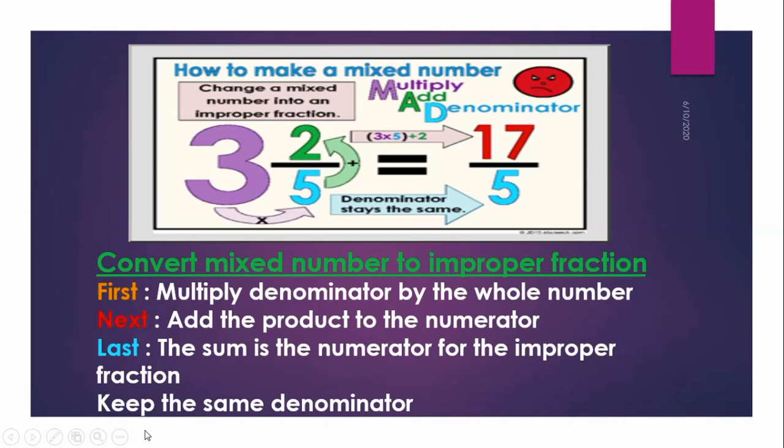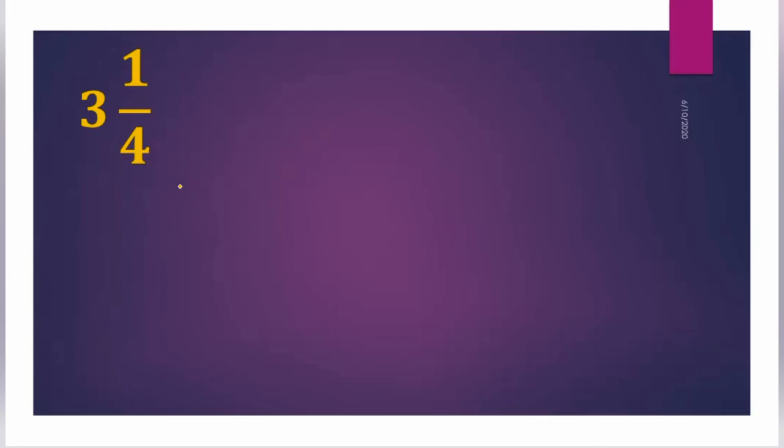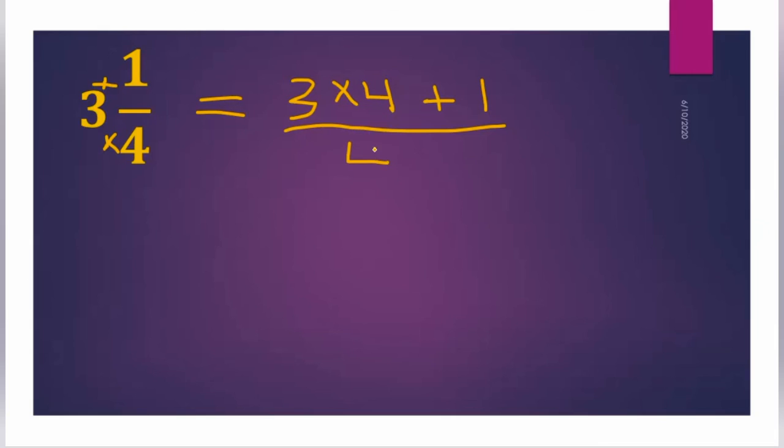The last step, keep the same denominator. Now 3 and 1 over 4 change to improper fraction. So we have to multiply here 3 times 4 and then add by using the a math method. So 3 times 4 plus 1, the numerator, over the same denominator 4.